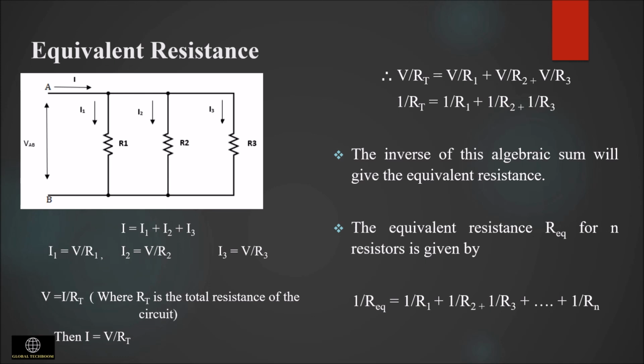So we can say that the equivalent resistance of the resistors connected in parallel is always smaller than the resistance of the smallest resistor. Resistors in parallel combination can be interchanged without affecting the total current and the equivalent resistance.